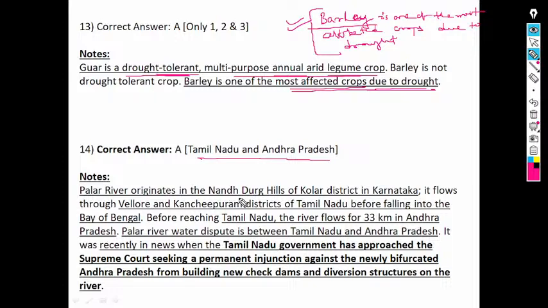Pallar River originates in the Nandidurg hills of Kolar district of Karnataka. It flows through Vellore and Kanchipuram. For the Pallar River, remember the order of the rivers.